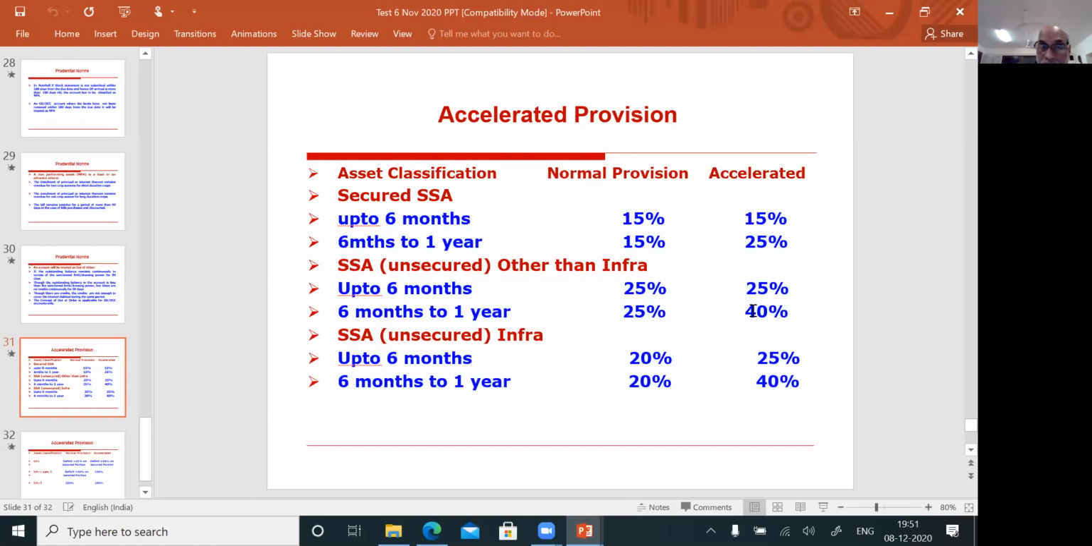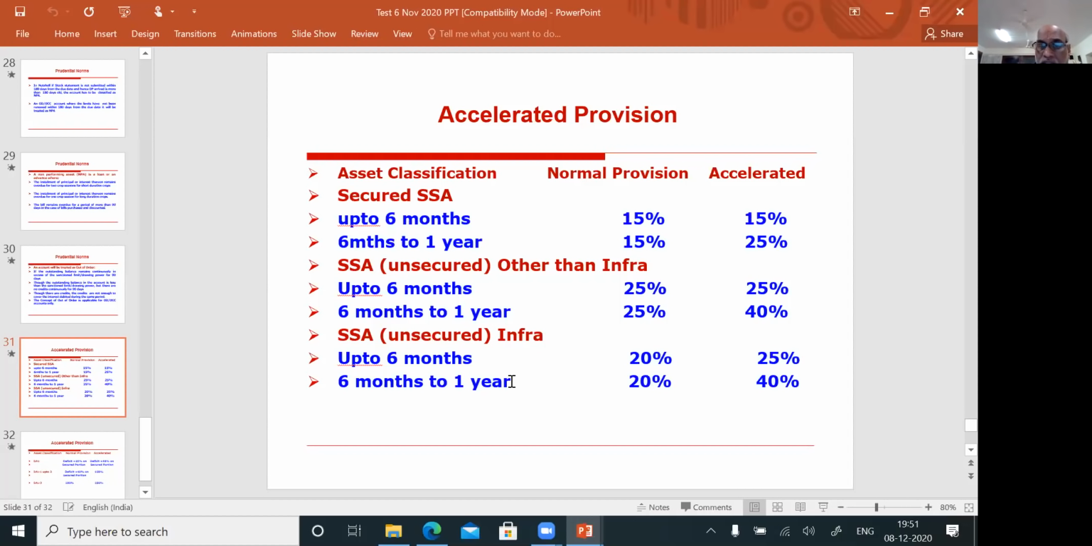Okay, 40%. Then what about the unsecured infrastructure? For unsecured infrastructure, for 12 months, substandard provision, you have to keep 20%. So up to 6 months, if you have not classified that account, you have to keep 25%. Up to 6 months, there is no more. If it is unsecured substandard infrastructure, up to 6 months, if you are not shown it, because infrastructure advances will be very huge, if you are not shown it as a substandard infrastructure, then instead of 20%, you have to keep 25%.